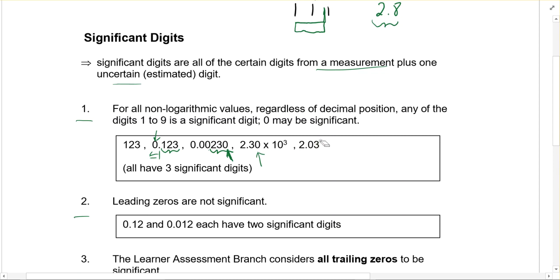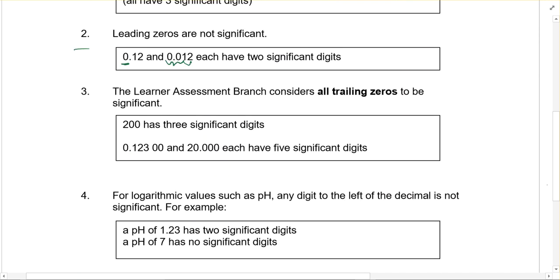Okay, number 2, leading zeros are not significant. So kind of what I was saying here. So that 0 is not significant. These 2 are not significant. It's just the trailing ones that are significant. So this case as well, there would be 3 significant digits. There would be 5 significant digits in that case. There would be 5 significant digits in that case as well.